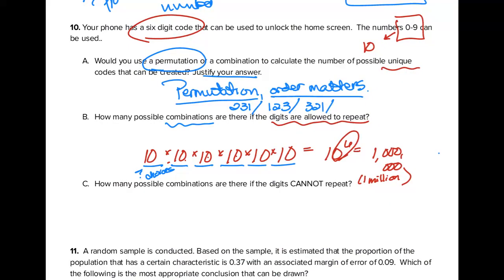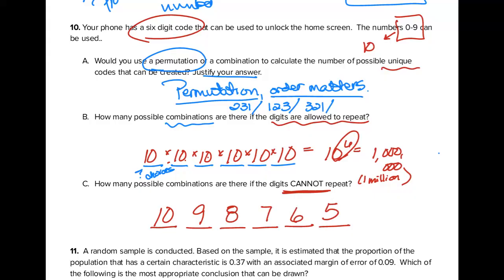How many possible combinations are there if the digits cannot repeat? Well, it is still a 6-digit code. In the first spot, you could have 10. But they cannot repeat. So once you've used one of your numbers there, you can't use it again. That means you would only have 9 to choose from for the second. Then you can't use the first 2, which means you would only have 8 left. And then 7, 6, and 5.